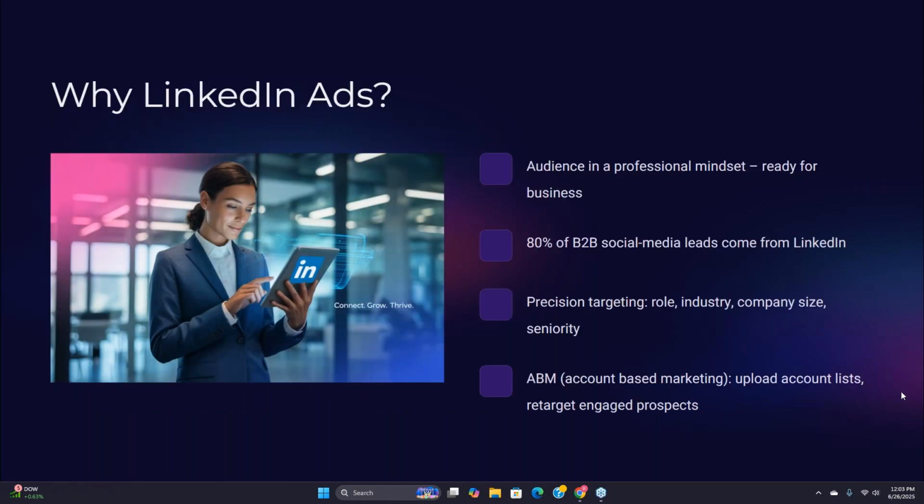So why LinkedIn ads? In LinkedIn, the audience is definitely in a professional mindset. They're ready for business. Roughly 80% of B2B social media leads come from LinkedIn. Precision targeting, that's one thing that makes LinkedIn stand out. You can target by industry, job role, title, company size, seniority, revenue. There's all sorts of options there, as well, of course, of location and basic things such as that. And it also allows for account-based marketing, ABM. So it allows you to upload account lists if you have a nice size email list or customer database to retarget those engaged prospects.